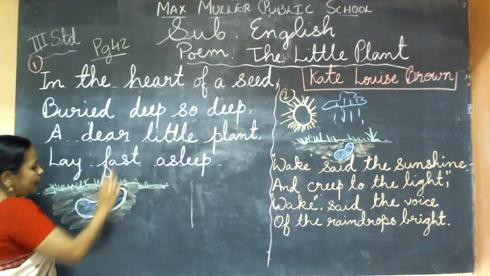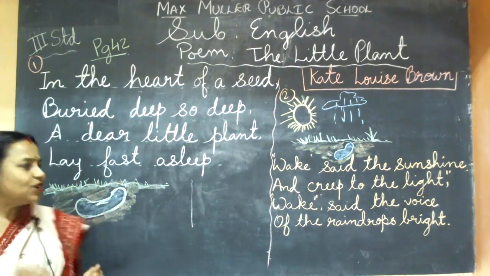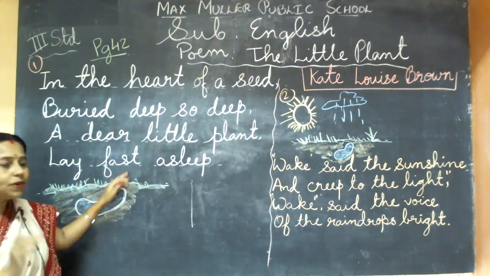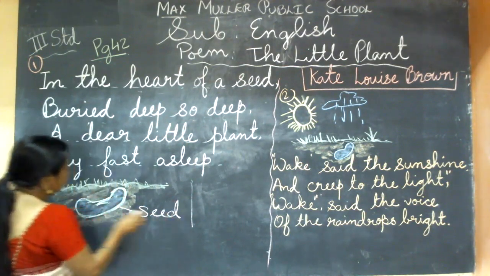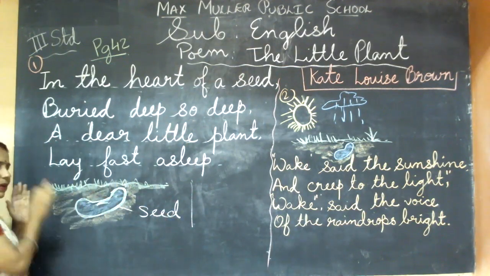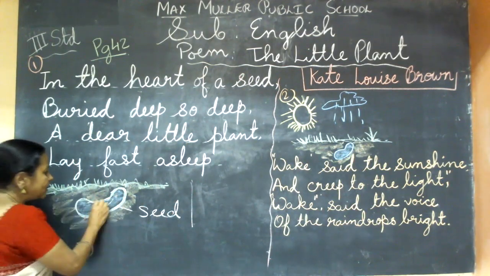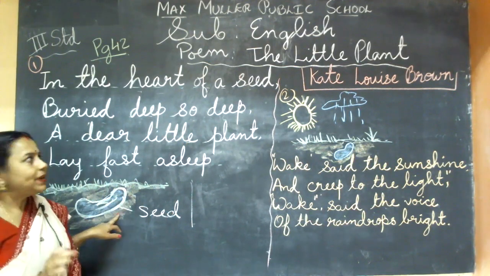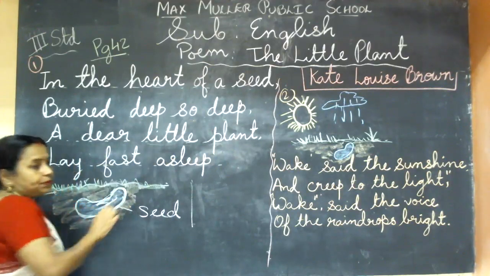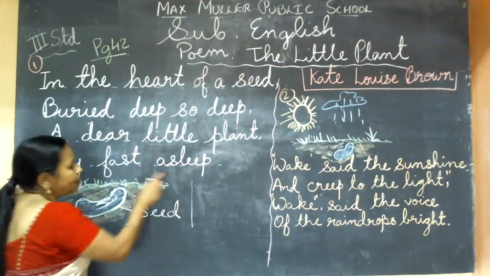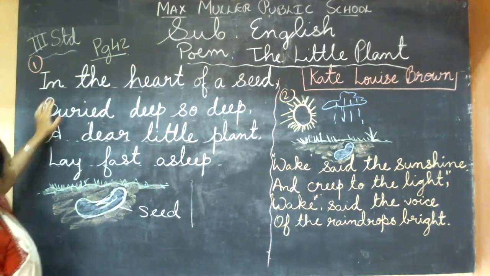Now we know one plant is already there in the seed, but when the poet is describing in verse, how beautifully they say, like a small baby inside the seed. This is the seed. One small plant, like a baby, is sleeping. It is already sleeping inside the seed. What is sleeping? A little plant is already sleeping. Lay fast asleep, deep sleep. It is sleeping deeply inside the seed. Okay, so let me read once again.